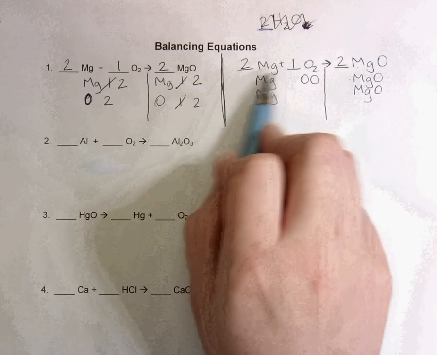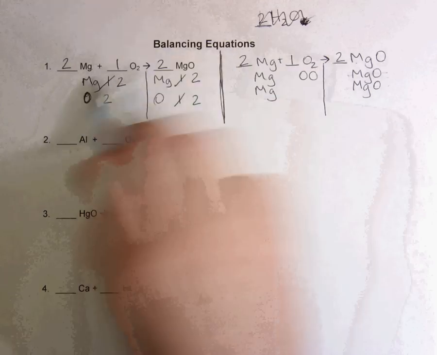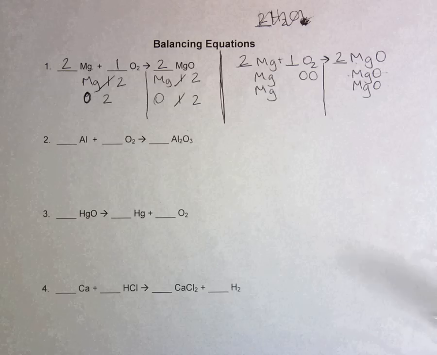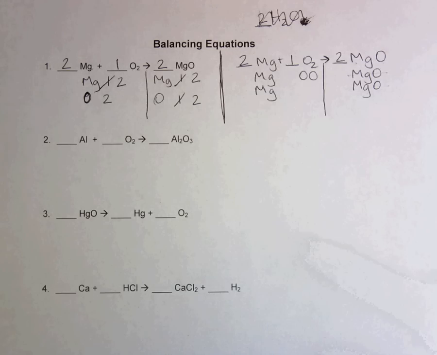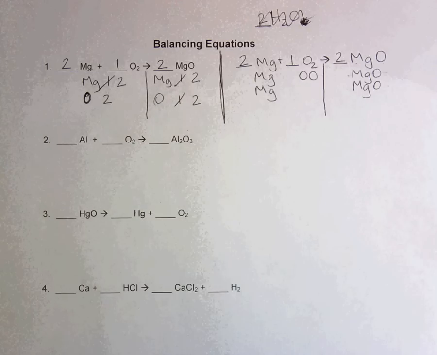I got the same answer, 2, 1, 2, as I got here, 2, 1, 2, for the same equation, but I did it a very different way. Now whichever one works for you is the one you should use. Okay, so make sure that you've written down both of these if you're not sure which method you're going to use.